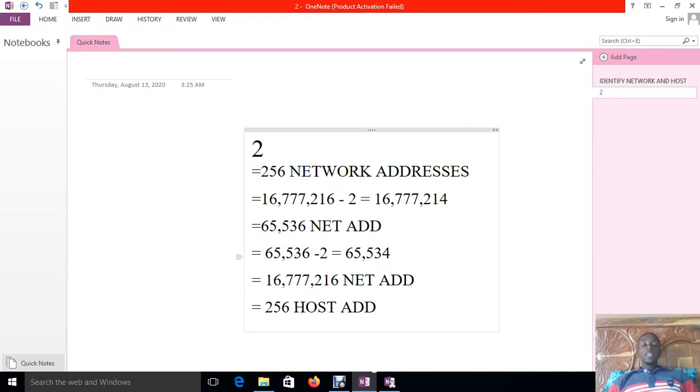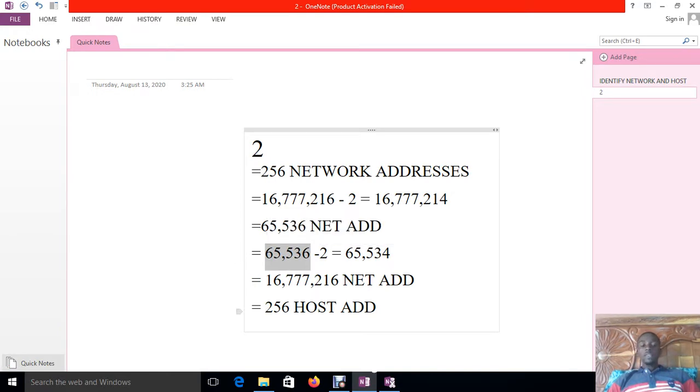534. So that is it. You subtract the 2 from here, and it's remaining this. So this is a valid host range. So anytime you ask what is the valid host range, it is to subtract 2 from your block size. That is the total number of addresses in a class address.